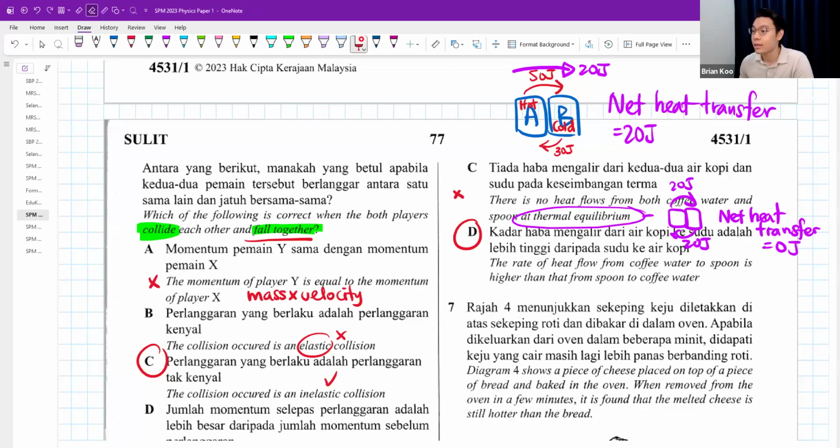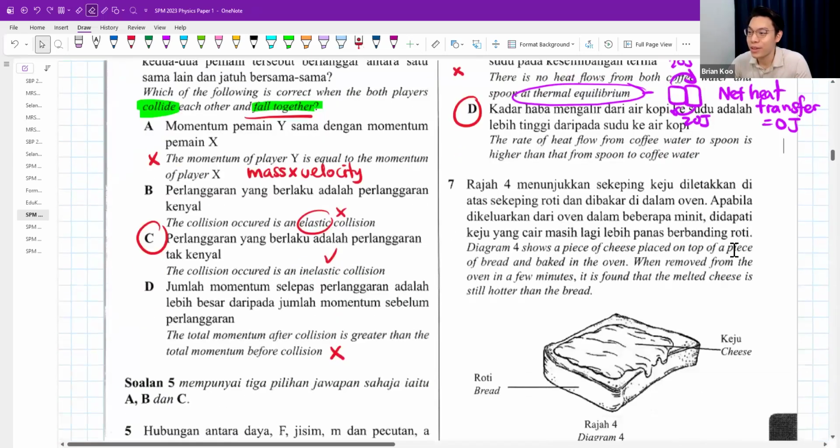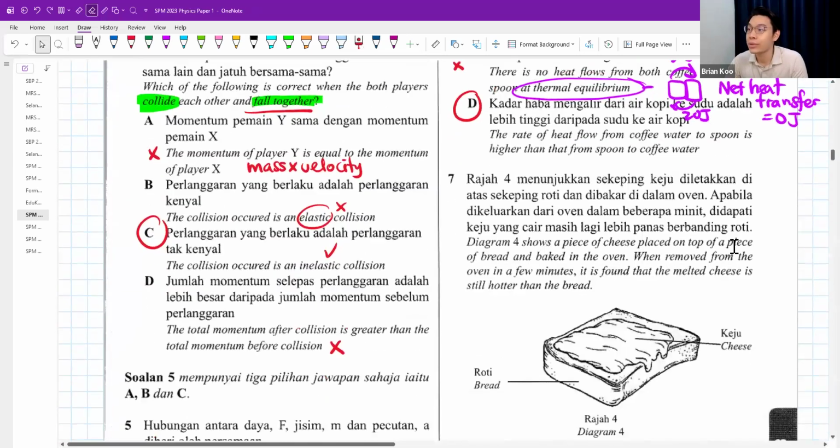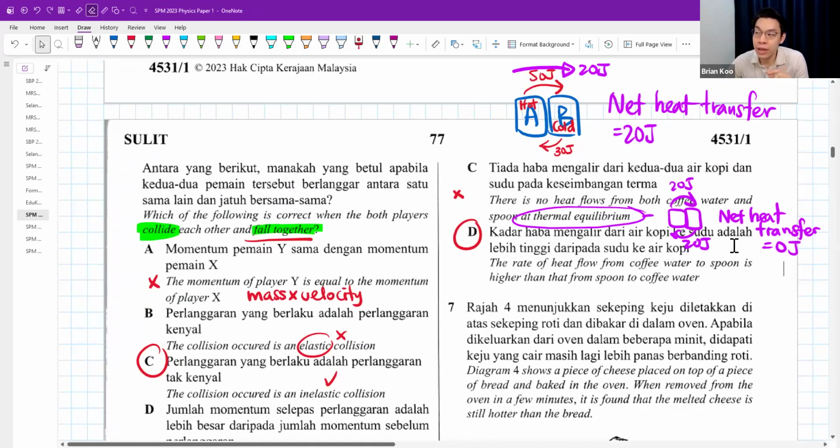So this one, hot to cold is 50, which is higher than the colder to hotter object, the 30 joules. That is what the question is talking about, this picture that I drew for you. Okay? We move on to question 7. So just now in question 6, whether or not there is the word net plays a big role. Understand what is the meaning of net. Okay.